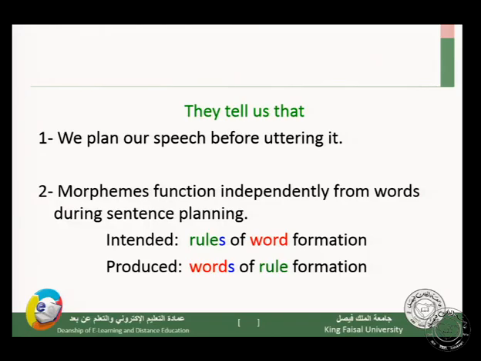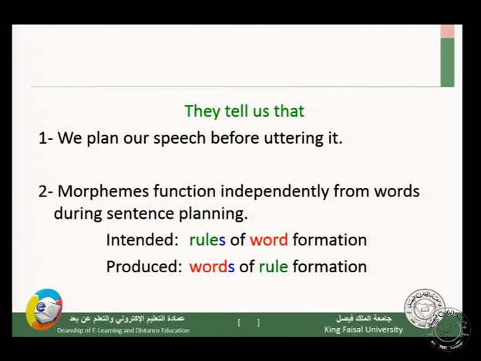The second thing is morphemes. Here we have two morphemes in the word rules. The first one is rule. The second morpheme is the plural s. So in the word rules, we have two morphemes: the first is rule, the second is the plural s. So morphemes function independently from words.